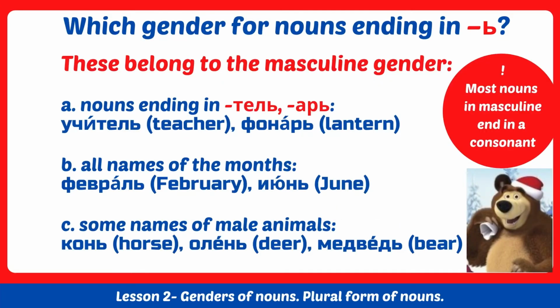These nouns ending in the soft sign belong to the masculine gender. Nouns ending in тель are учитель, фонарь. All names of the month, февраль, июнь. And some names of male animals, конь, олень, медведь. But those are just few groups. Most nouns in masculine will end in a consonant.